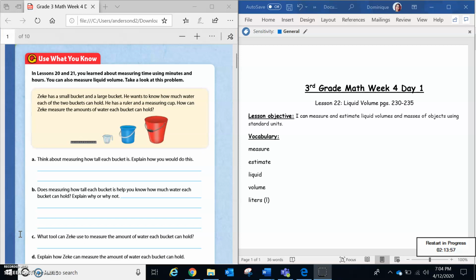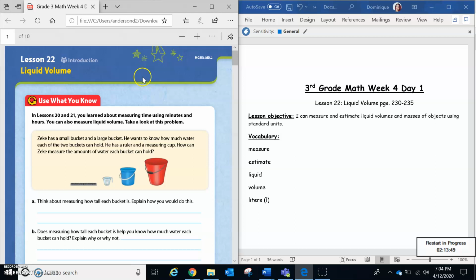All right, before we get started, I want to go over just a few things. First and foremost, we are starting with lesson 22, liquid volume. We are also going to slow things down just a little bit. And you can see we're only going to do the first 5 pages today. That's all you have to do today. Pages 230 to 235. We're not going to go past that, okay?